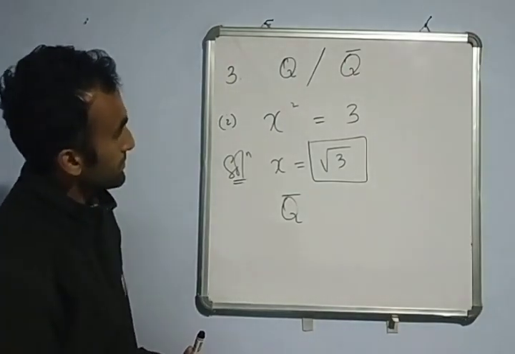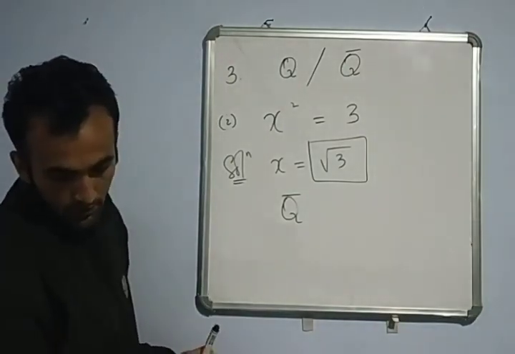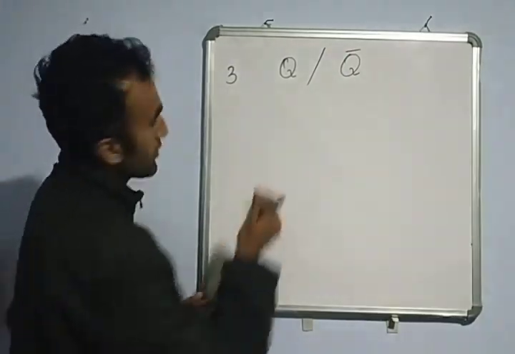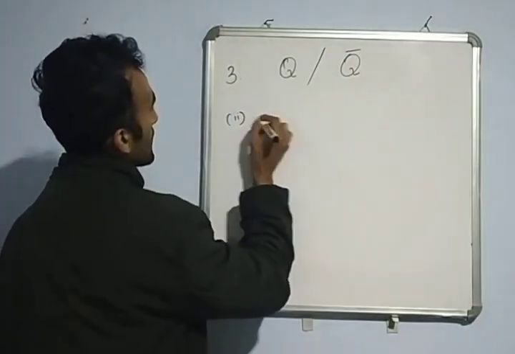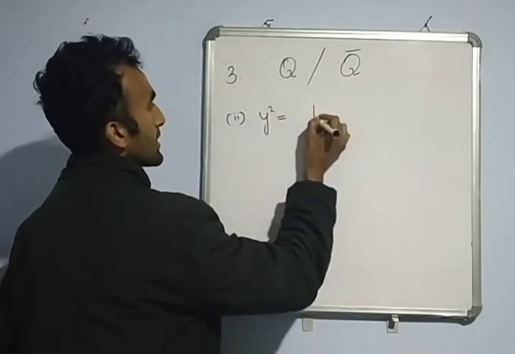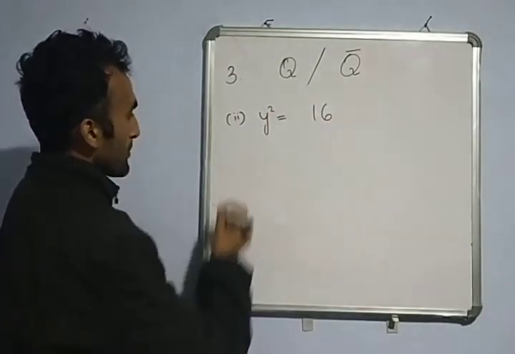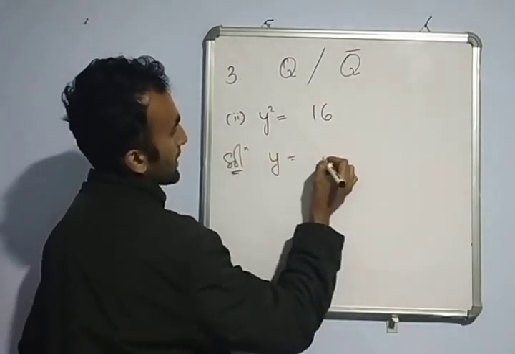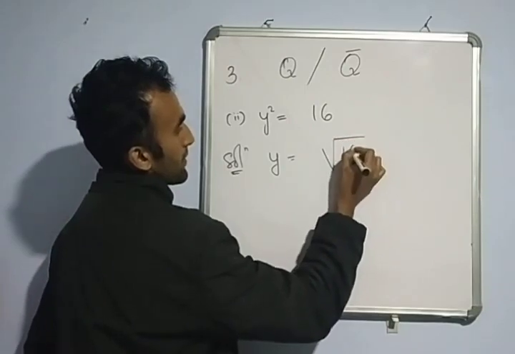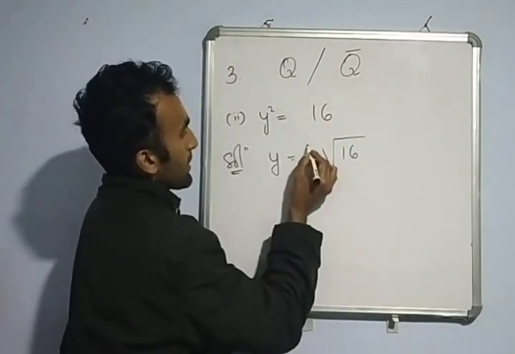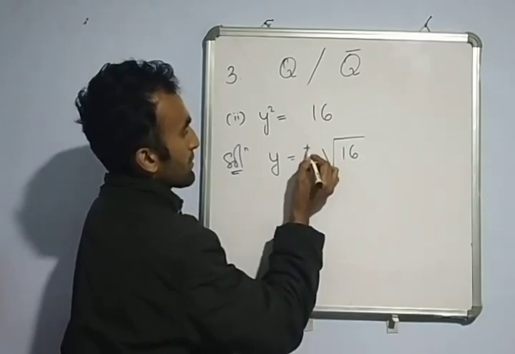Very easy way you can do it. Sub number 2 is y square equals 16. One point I just missed in sub number 1, so I'll explain it here again. It will go for square root of 16. Whenever a square goes to the other side, it becomes plus minus. Why? I'll tell you.